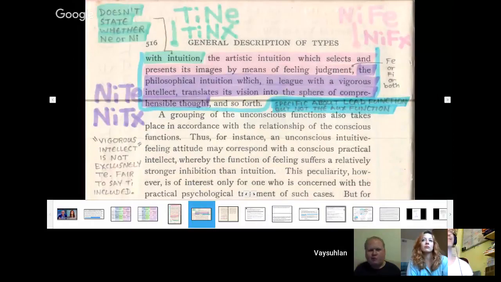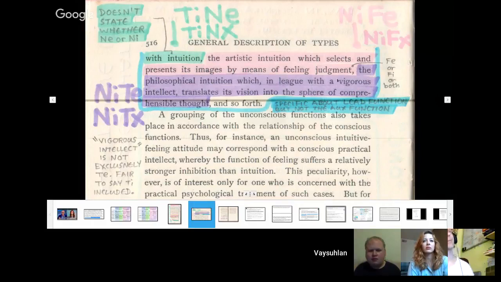And then here's one for Jonathan. He's talking about you, Jonathan. The artistic intuition which selects and presents its images by means of feeling judgment. Now, usually, if you were going to write that, to get a better grammatical flow, you would write a feeling judgment. But he's not even restricted it to one. So it's like he's sitting on the fence there between FI and FE.